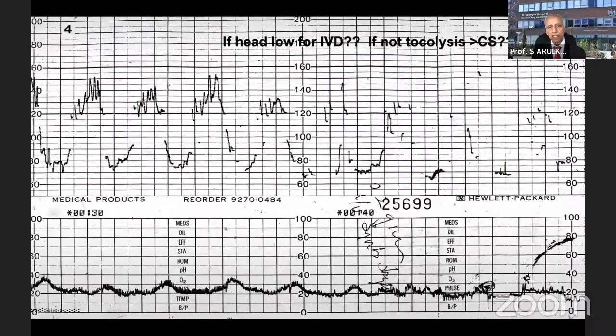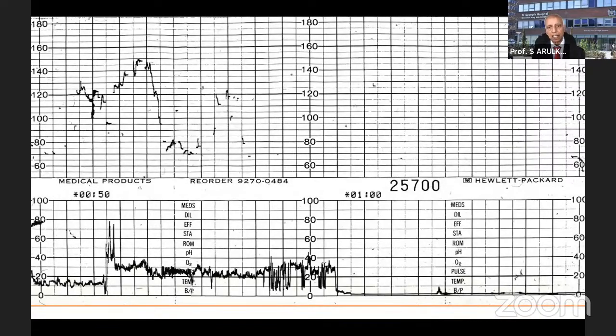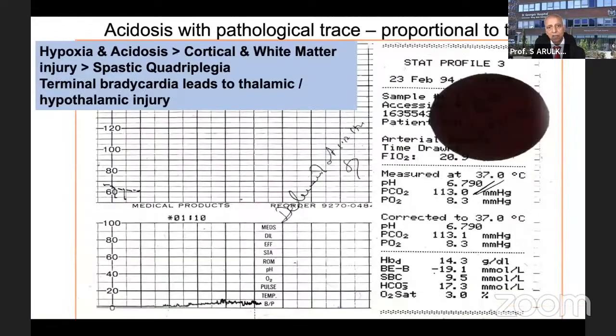So here nothing has been done, and towards the end of this trace, as you could see, the baseline rate drops and it becomes bradycardic. And 10 minutes after bradycardia, forceps was done. But the pH is 6.79 and the base excess is -19. So they said the baby had prolonged partial hypoxia, and the terminal bradycardia causes profound acute hypoxia. So it has quadriplegia, and thalamic hypothalamic injury gives rise to hypertonic cerebral palsy.